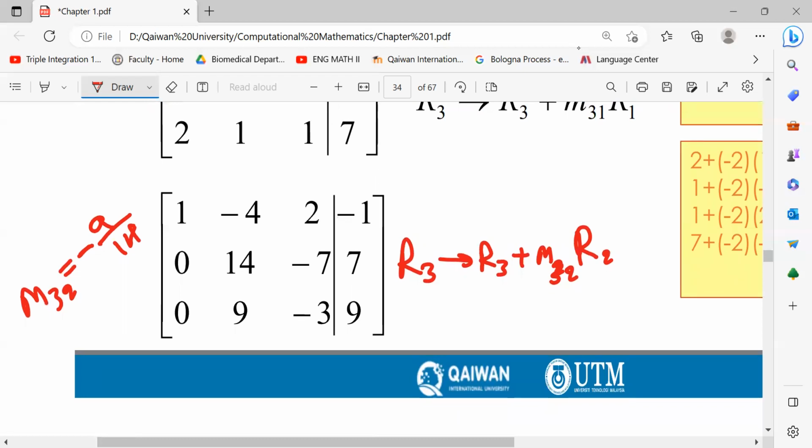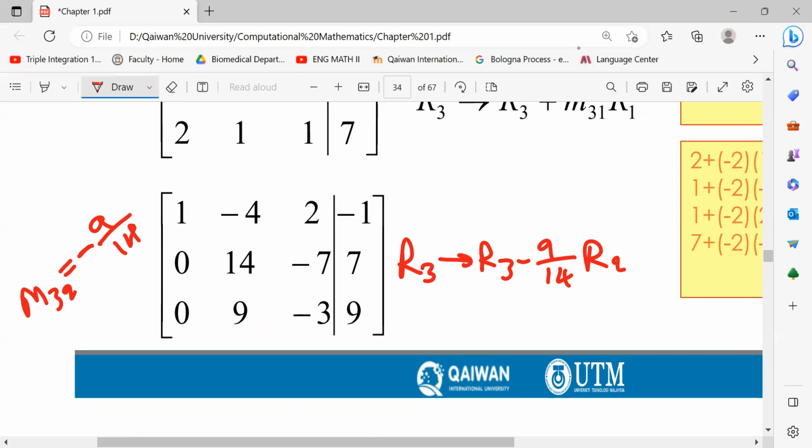For example, if you want to make this 0 from this one, M23 is equal to what? It's minus this one divided by this one. Okay? M32 is minus this divided by this. So this is M equals minus 9 over 14 R2. That's all. We multiply R2 by minus 9 over 14 and we add it to row 3 to make this 0. Okay?